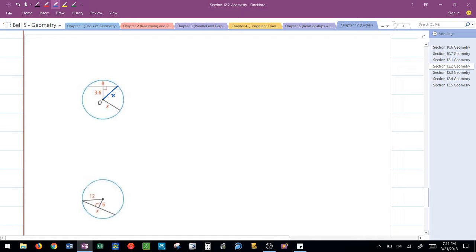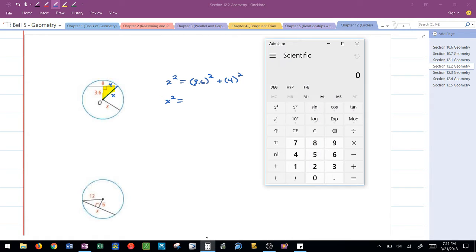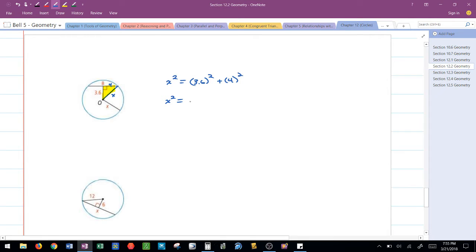I know that if this chord is 8, then this side of the triangle has to be 4, and there's the triangle I have to solve in order to find x. And in this case, x is going to be the hypotenuse. So x squared is equal to 3.6 squared plus 4 squared, or x squared is equal to, let's use the handy dandy calculator here, 3.6 squared, 12.96, plus 16.